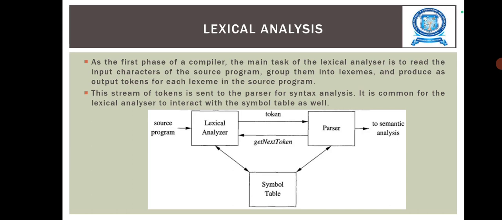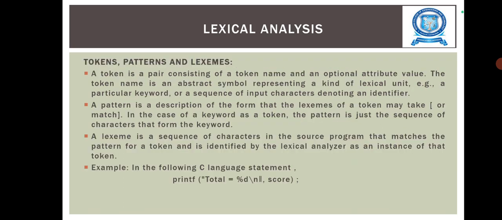It is common for the lexical analyzer to interface with a symbol table. Here, when it discovers a lexeme constituting an identifier, it needs to enter that lexeme into the symbol table. When the lexical analyzer identifies the first token, it will send it to the parser. The parser receives the token and calls the lexical analyzer to send the next token by issuing the get next token command. Next, we are going to see the token, pattern and lexeme.